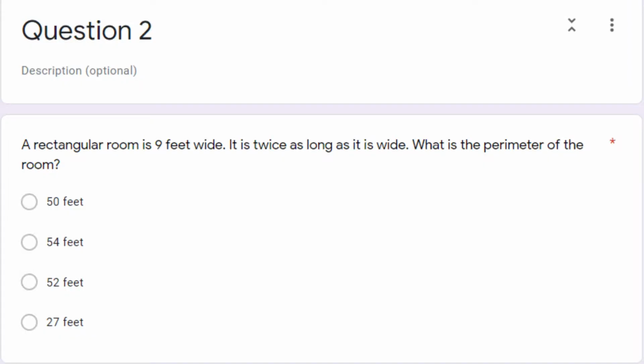Take a look at question number 2. You see it on your screen now. We've got a rectangular room. It's 9 feet wide, and it's twice as long as it is wide. What is the perimeter of the room? Very tricky. Remember, perimeter is when you add up the length of all the sides. It's the measure of the outside of the shape. So we have to figure something out first before we can just add the sides together, and that is, what is the length of the room?